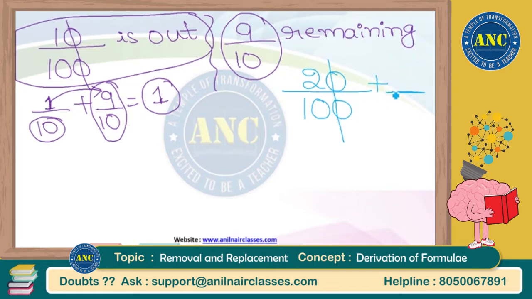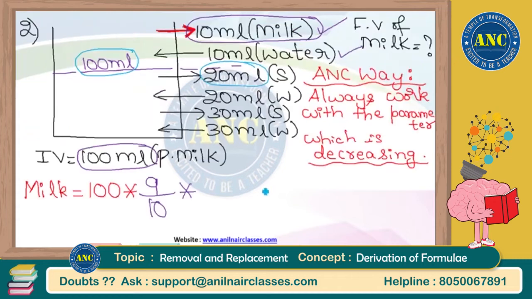That means how much is remaining? 8 by 10 is remaining, because 2 plus which number is equal to 10? 2 plus 8 is equal to 10. That means the remaining part inside the vessel is 8 by 10. Now I took out 20. Again I added 20. Again the total volume became 100 ml.